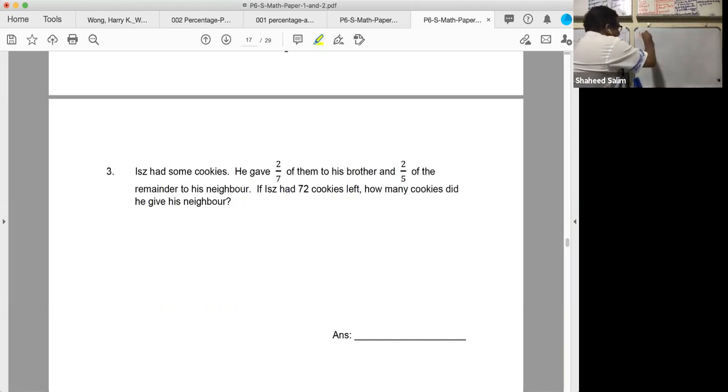Okay, yes, sir. Again, you draw a rectangular model here to represent the cookies. So you can divide it into 7 parts. Okay. So he gave 2/7 to his neighbor. And then he's left with 1, 2, 3, 4, 5. He's left with 5. So now he gave 2/5 of the remainder to his brother. I will now share it here.